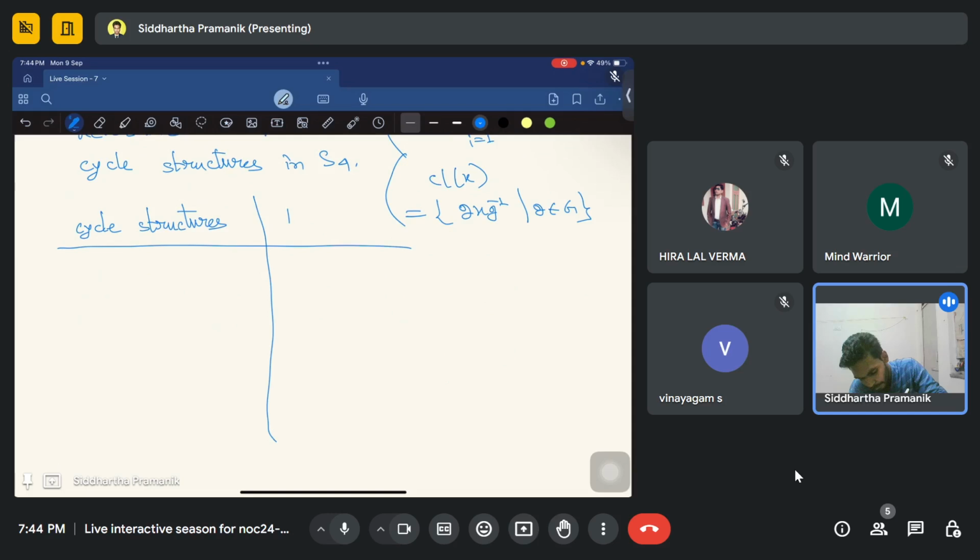Here we have the number of elements in that cycle structure. So in S4 we have 4 indexes. So we have one cycle, and one cycle means the identity. So we have only one element. So we have 2 cycles. So in S4 how many 2 cycles are there?